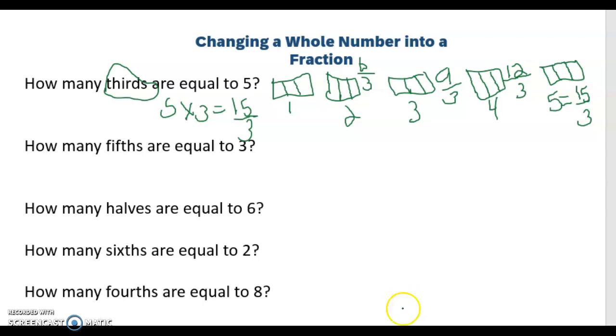How many fifths are equal to 3? What kind of group are we working with? Good, we're working with fifths. So we're working with groups of 5, just like up here we were working with groups of 3. How many groups of 5 are we working with? 3 of them. So 5 times 3 is 15.